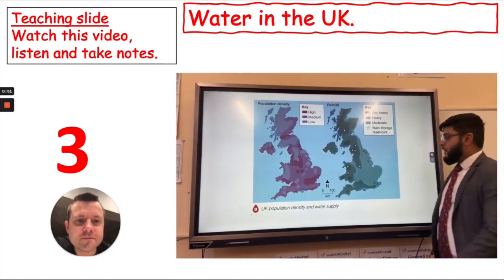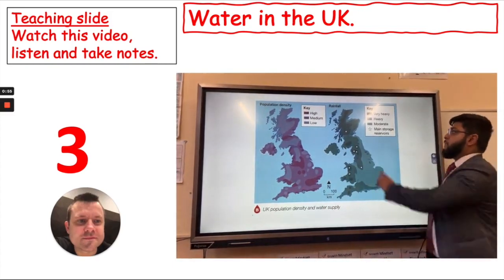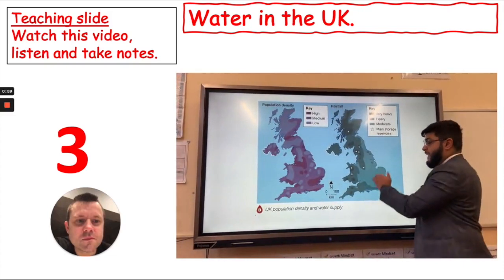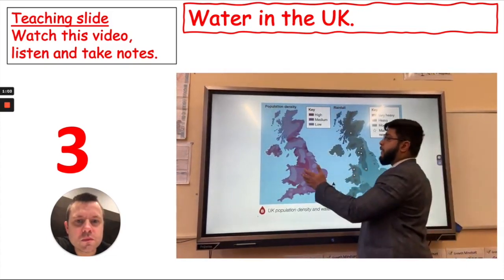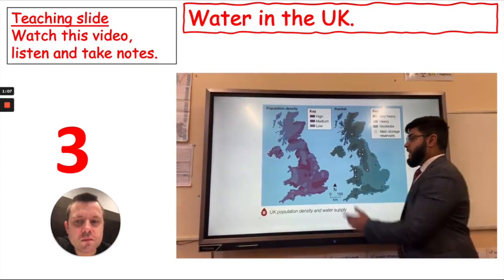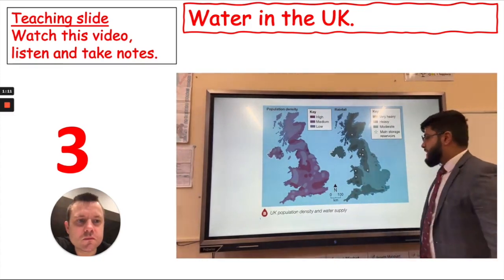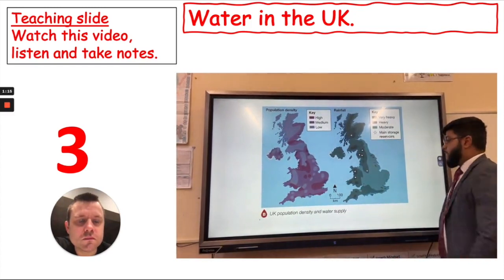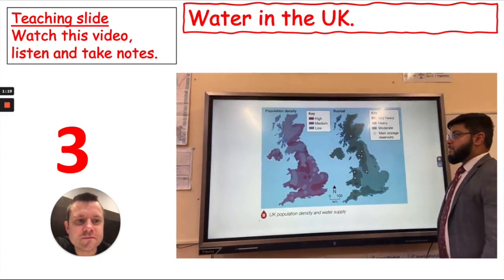So two maps here, one of precipitation or rainfall, one of population density. We can see most of the rainfall, the darkest colour, falls in the northwest of Scotland. Areas with less precipitation are the southeast of England. Whereas in terms of population density, the northwest of Scotland has the lowest population density, whereas the southeast of England has the highest population density. That means that the southeast of England is likely to be in a water deficit because the supply of water will be lower than the demand for water.